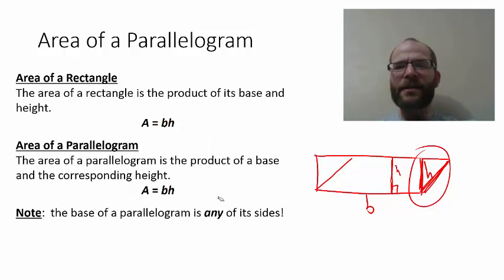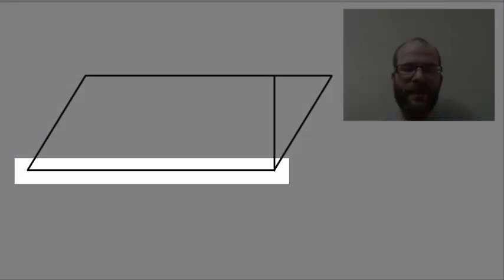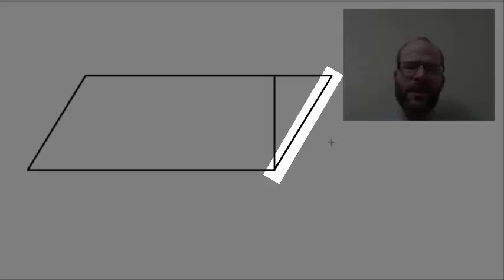Note that the base of a parallelogram can be any of its sides. So when we come back to this figure here, it's tempting to think that the line located on the bottom of the figure is the base. We could just as easily use this side over here as the base.